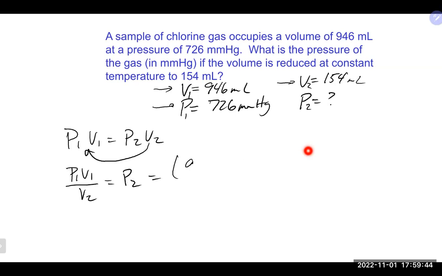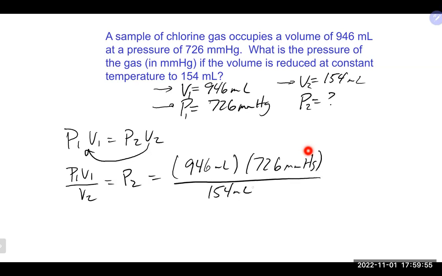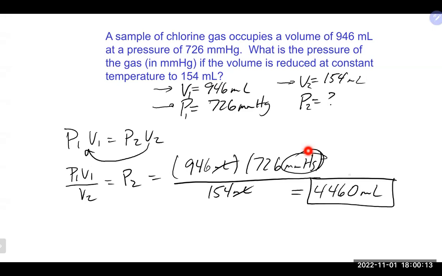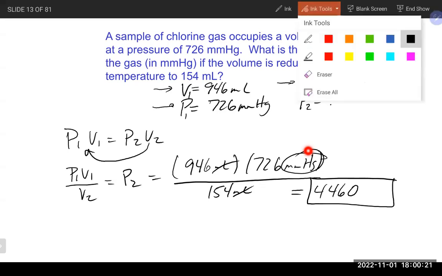Putting our numbers in, 946 milliliters, 726 millimeters of mercury divided by 154 milliliters. Milliliters will cancel, going to leave us in millimeters of mercury, and that's 946 times the 726 divided by 154. We'll call it 4460. The units here will be millimeters of mercury, as that is our pressure there.